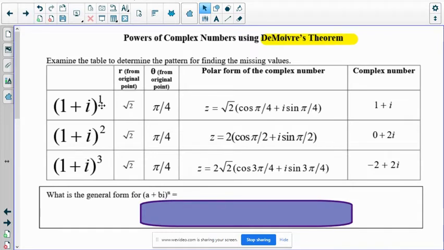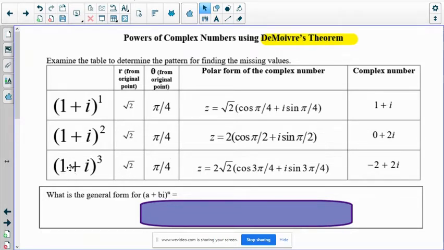Now, obviously, if you have something to the first power or to the second power, it doesn't take that long to go ahead and multiply it out, so you would maybe not want to use polars. But as soon as you start getting into something cubed or to the fourth or anything higher, then it is actually way faster to use polars. So the first thing is I want you to recognize that these are in rectangular form because you have an a plus bi. And you first always have to find r, and you always have to find theta.